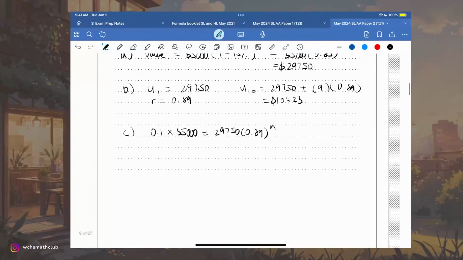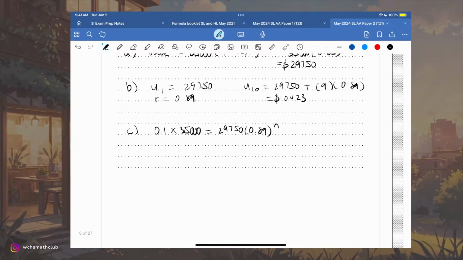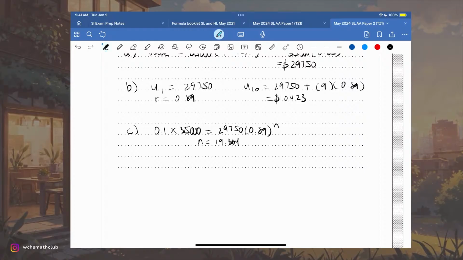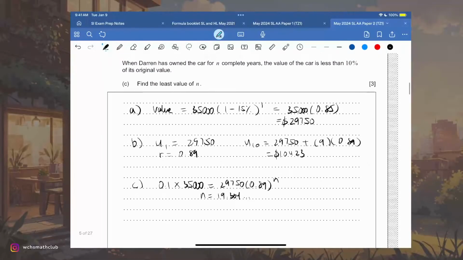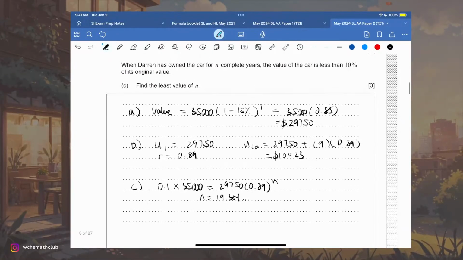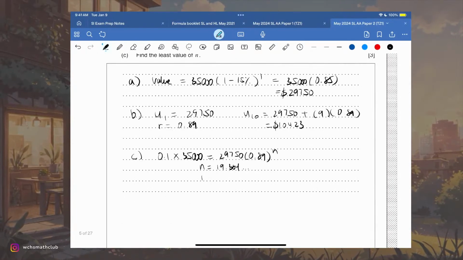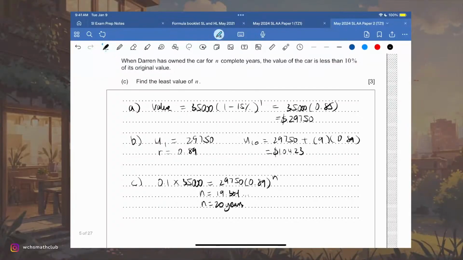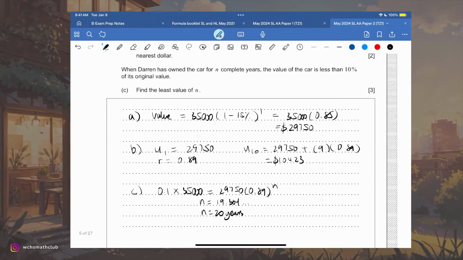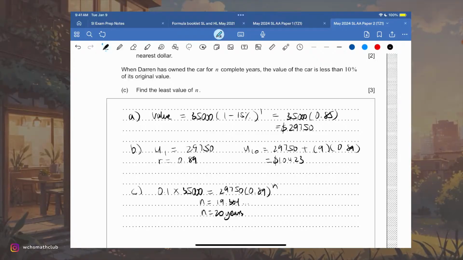Okay, so here you would take logs, and then solving for n in this equation, you get n equals 19.364 something years. Because it says to find the least value of n, and it has to be a complete year, we round n up to 20, so n equals 20 years. You cannot round it down to 19 because at n equals 19, the value of the car has not yet been less than 10% of its original value. So you always have to round up when it comes to these questions.